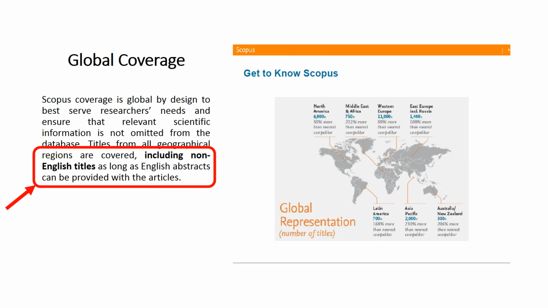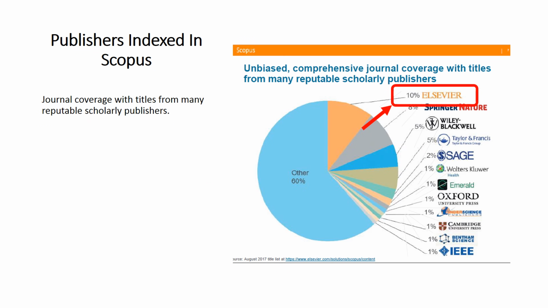Scopus is globally covered. It also covers non-English titles, as long as an English abstract is provided with the articles. Scopus covers journals from around 5,000 reputable scholarly publishers, as you can see in the pie chart. All journals from all publishers, including Elsevier, have to meet the same content quality standard and selection criteria.